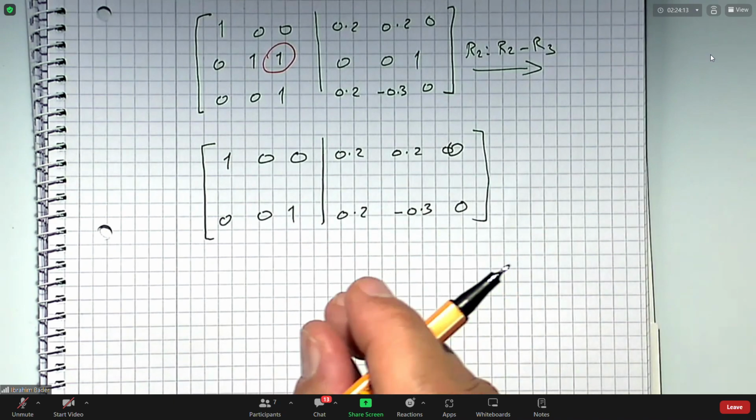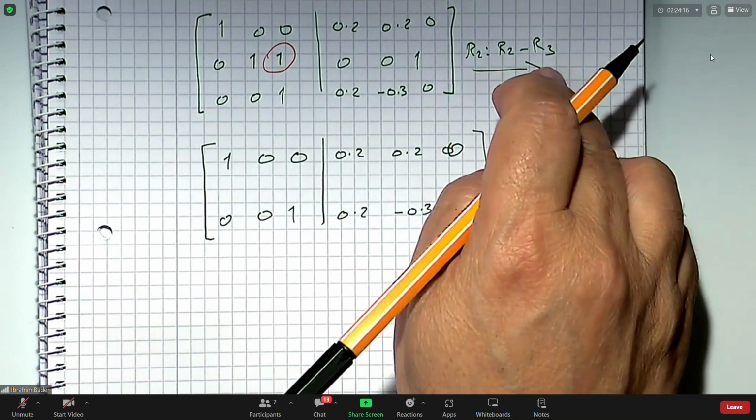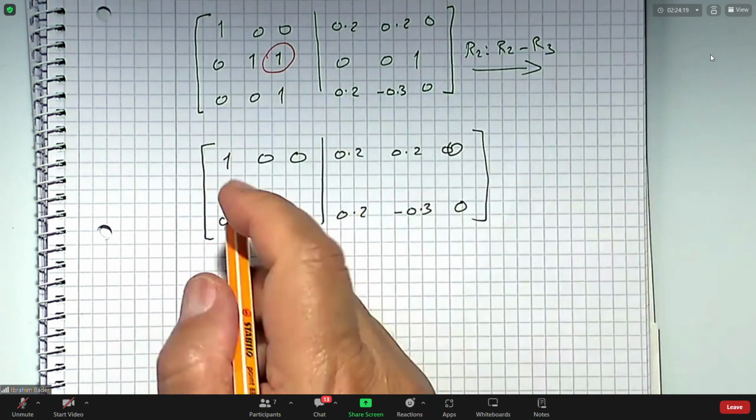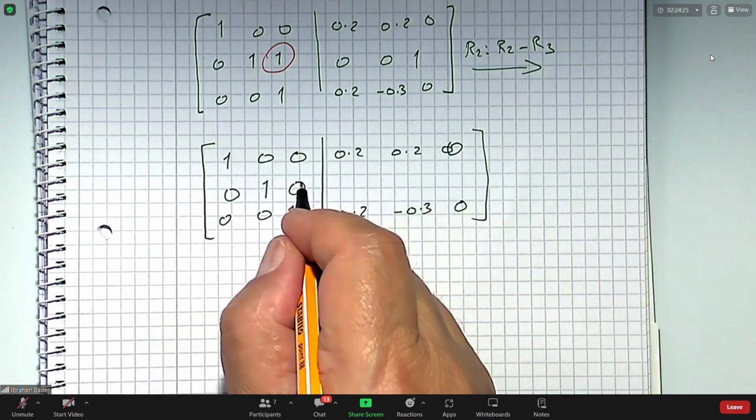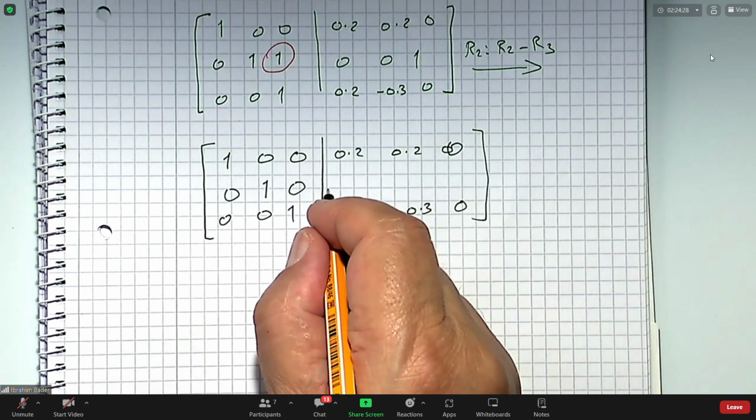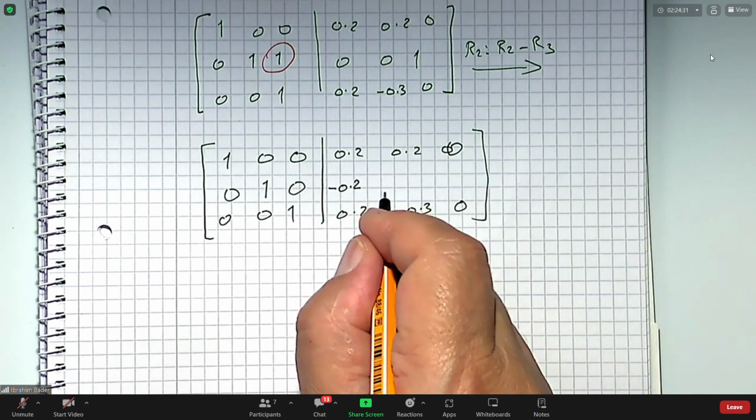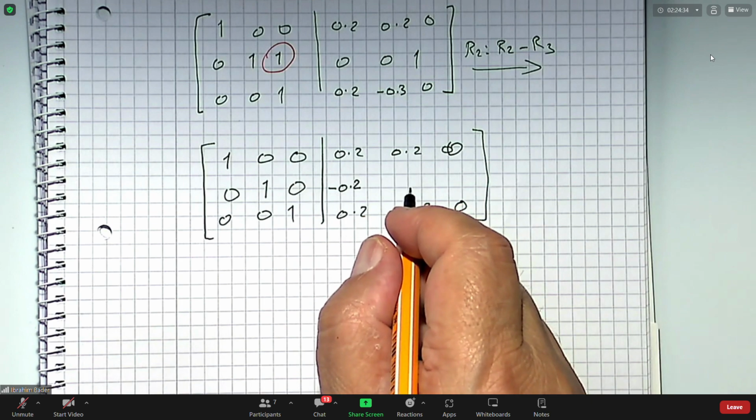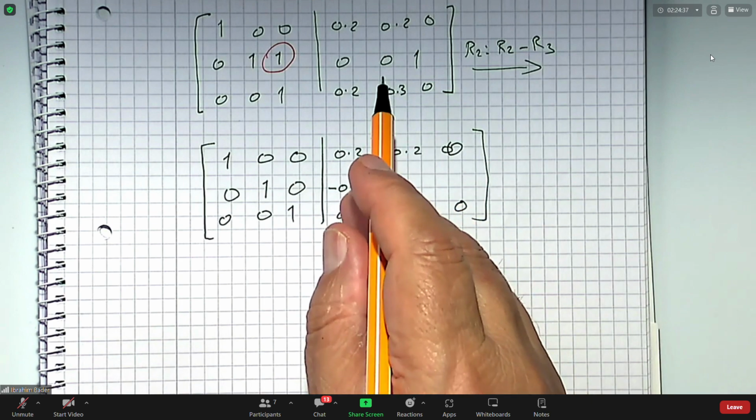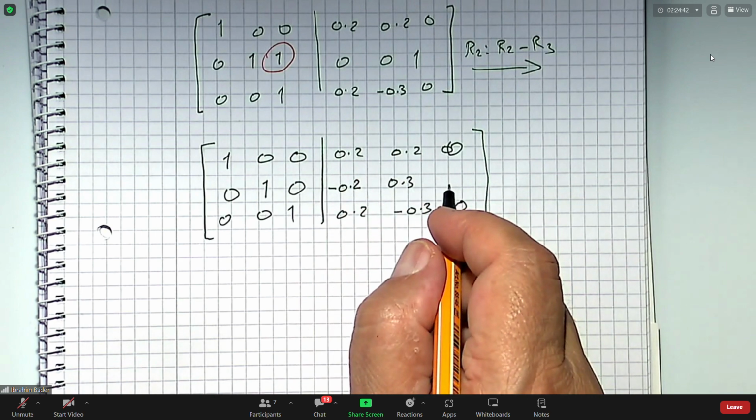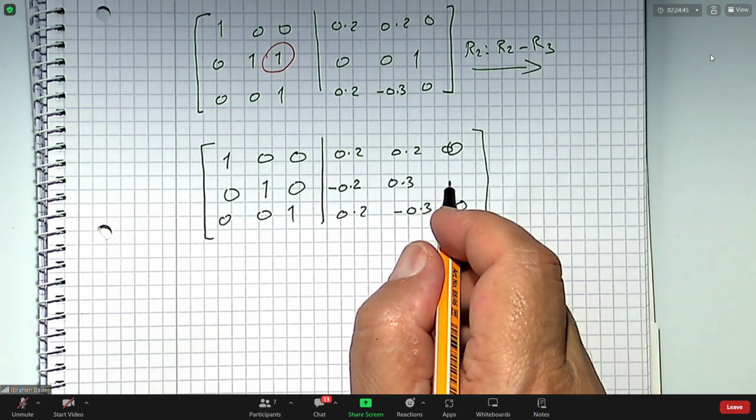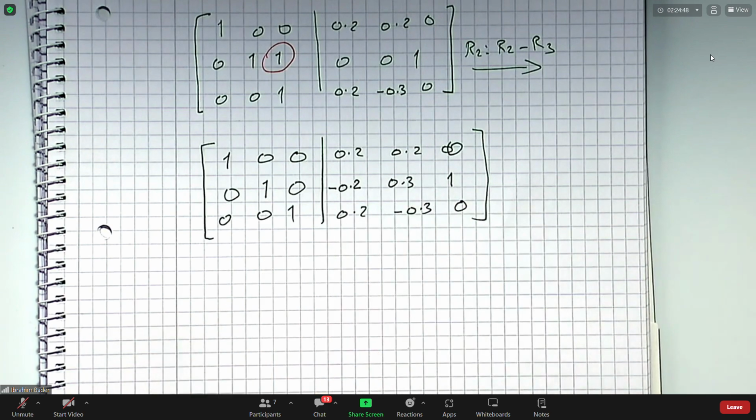Okay, now the second row we said we subtract R2 minus R1. 0 minus 0, 0. 1 minus 0 is 1. 1 minus 1 is 0. This is what we wanted actually. 0 minus 0 0.2 is minus 0 0.2. And 0 minus minus 0 0.3 is positive 0 0.3. And 0 minus 1 is minus 1. 1 minus 0 is 1. Okay.